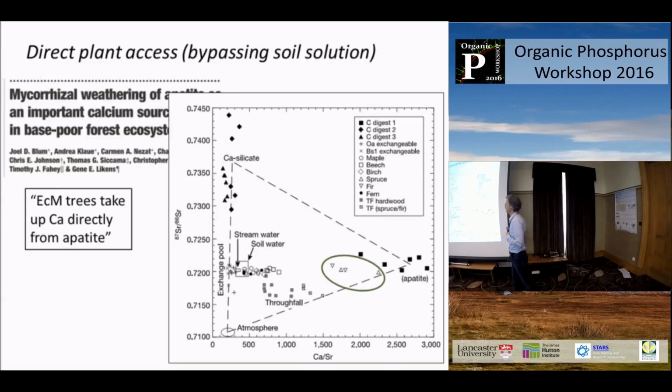Ectomycorrhizal trees take up calcium directly from apatite. And when I read this as a PhD student, I thought, it's all very interesting, but what about the other ectomycorrhizal trees? So the spruce and the fir, the ectomycorrhizal, but birch and beech as well. And they appear here, very close to the non-ectomycorrhizal trees and the ferns, and very close to the exchangeable calcium pool.